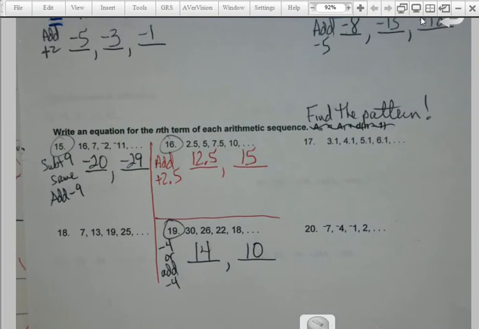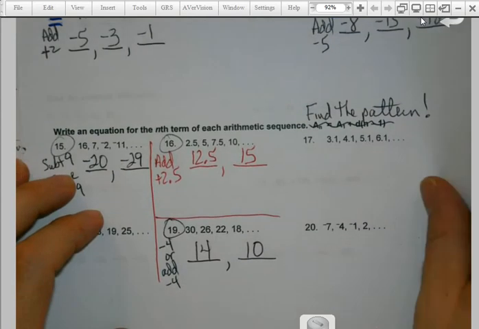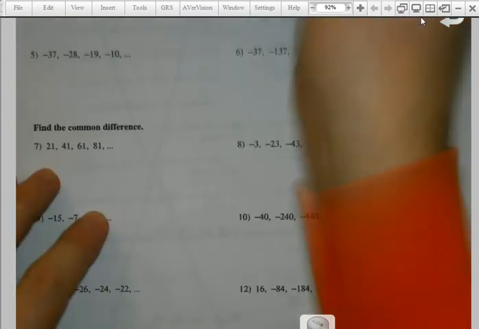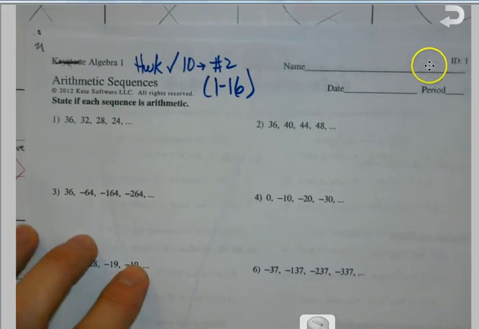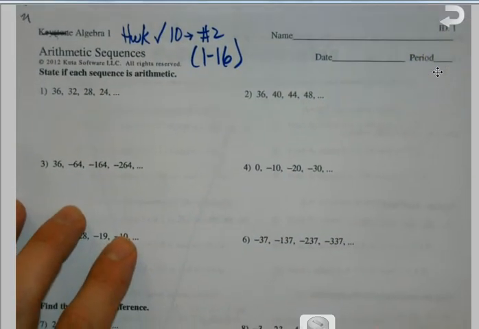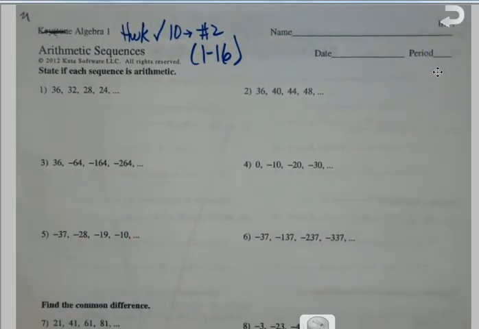Okay? So here's what I want you to do as far as the homework sheet goes with this one. Let me move this to the side. We're going to trim things up a little bit. I do 16. On this sheet, we're just doing 1 through 16.